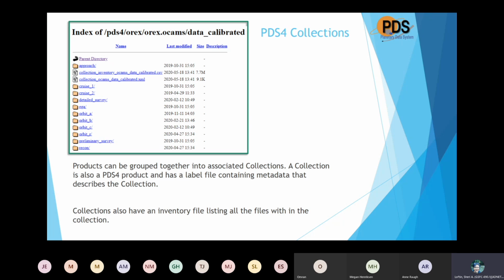One of the things to also notice in this particular, I'm using OSIRIS-REx as an example here, and so this is the data calibrated collection from the OCAMS instrument on OSIRIS-REx.